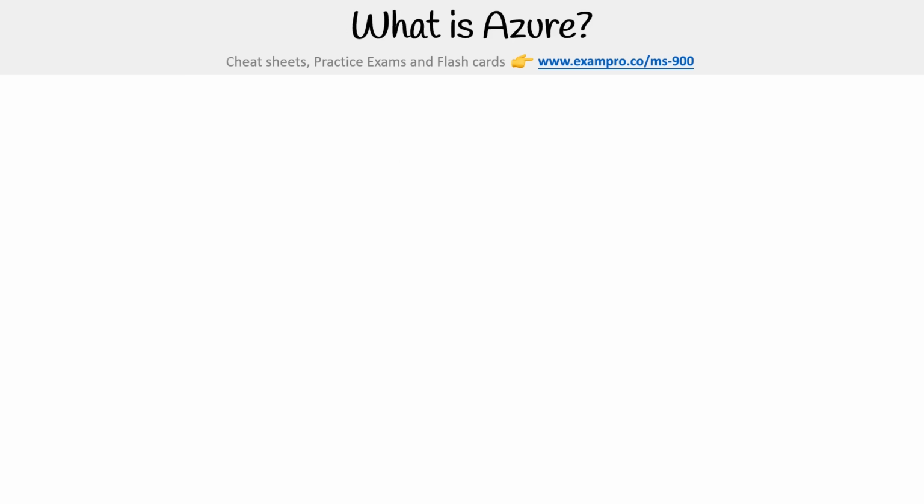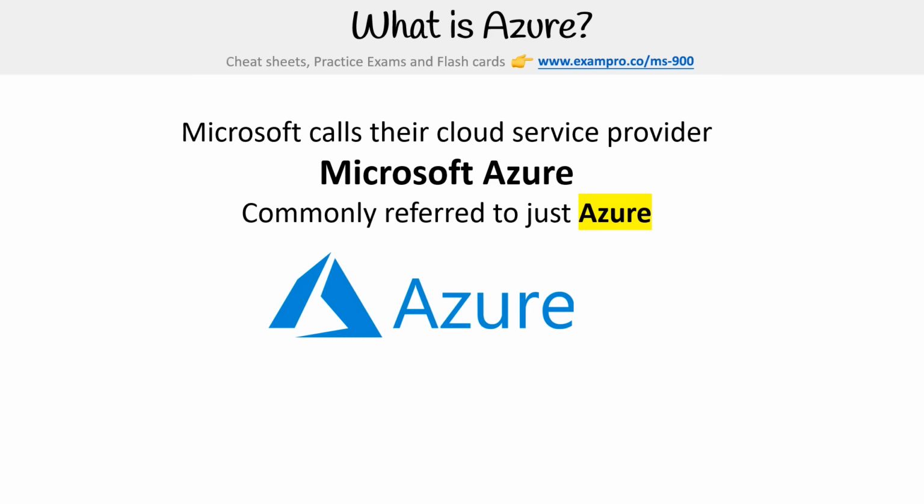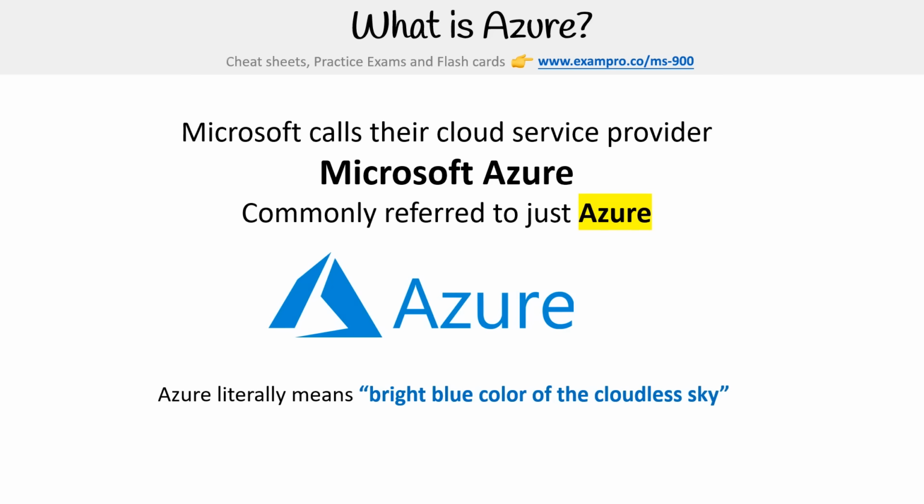So now that leads us to the question, what is Azure? Azure is what Microsoft calls their cloud service provider. It's called Microsoft Azure, or we commonly refer to it as just Azure. So here is the logo for it. And if you're wondering about the name behind the service, Azure literally means the bright blue color of the cloudless sky. You'll hear me say cloud service provider frequently throughout the cloud concepts portion of the course, and it is abbreviated to CSP. But that's what Azure is. It is a cloud service provider. So there you go.